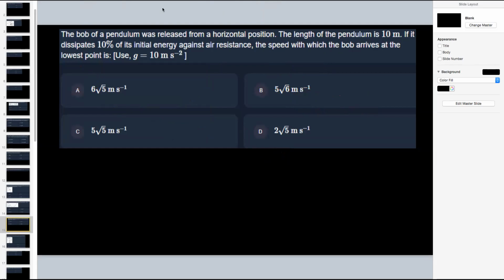Next problem. The bob of a pendulum was released from horizontal position. The length of the pendulum is 10 meters. It dissipates 10% of initial energy against the resistance. The speed with which the bob arrives at the lowest point is? Now see what is given in your problem.